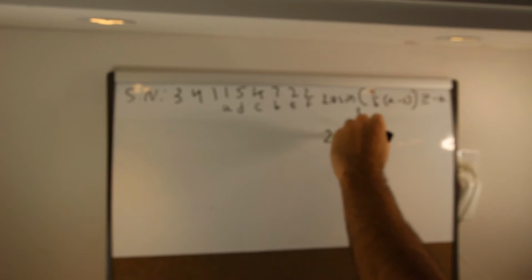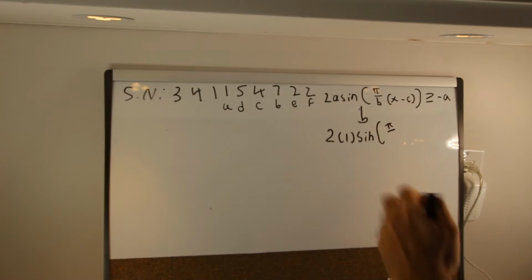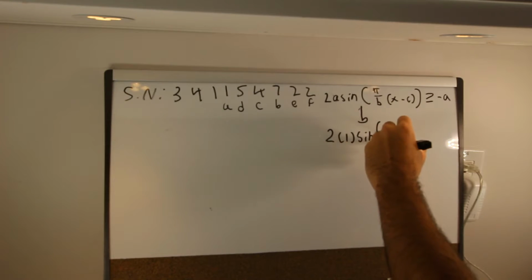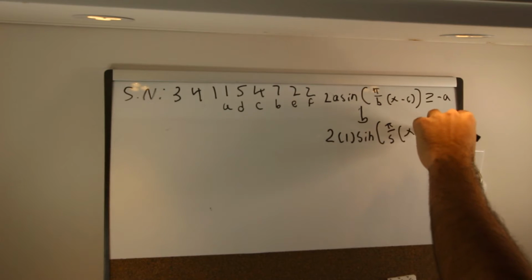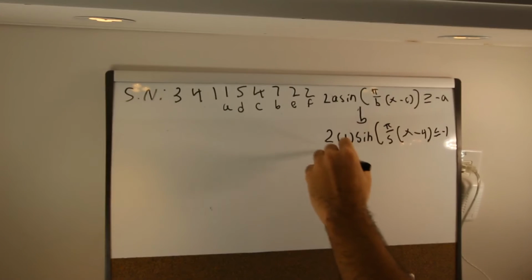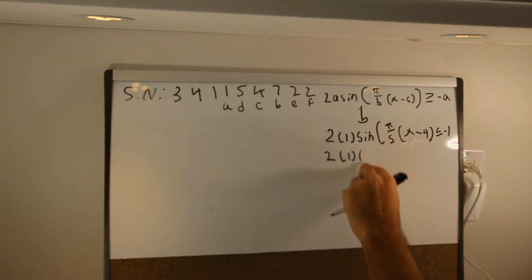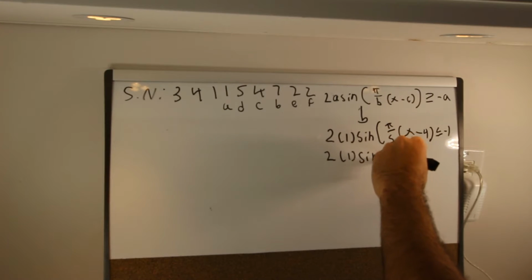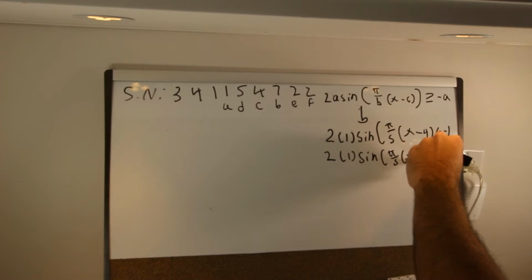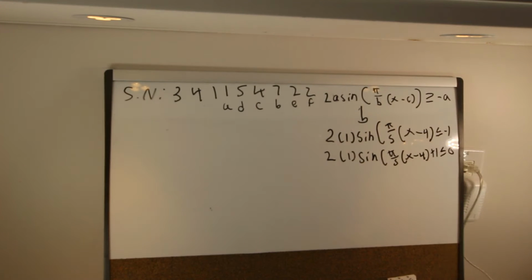We have to sub those into this. So it's going to be 2.1 sine of pi over 5 times (x minus 4) greater than or equal to -1. So bring that to the other side: 2.1 sine of pi over 5 times (x minus 4), plus 1 greater than or equal to 0.